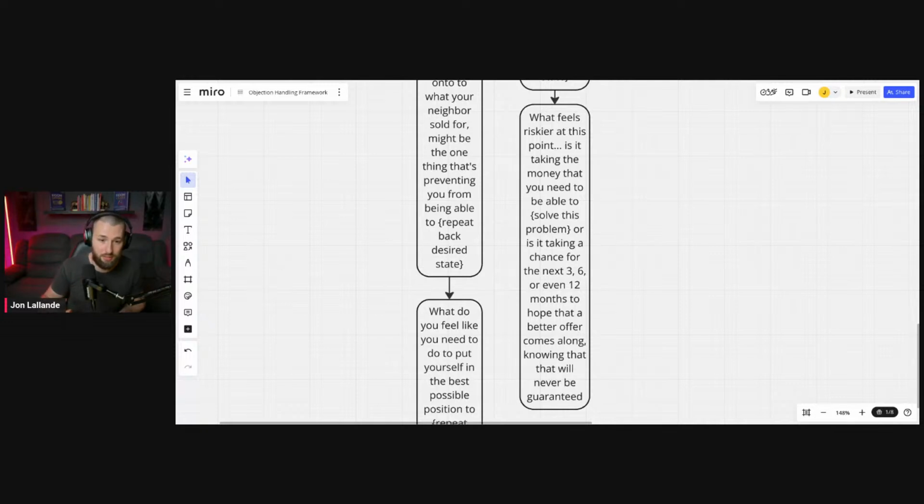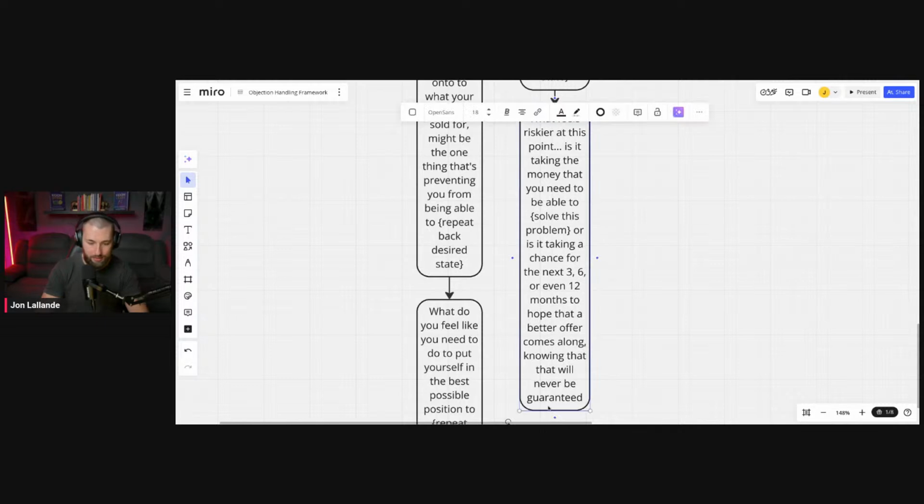So I think the saying is a bird in the hand is better than 2 in the bush, right? You've got the way to solve this problem, and we can help you do that right now. So what feels riskier? Is it solving this problem right now, or is it waiting to possibly hit those other 2 birds in the bush, right? So that's what we need to ask them.